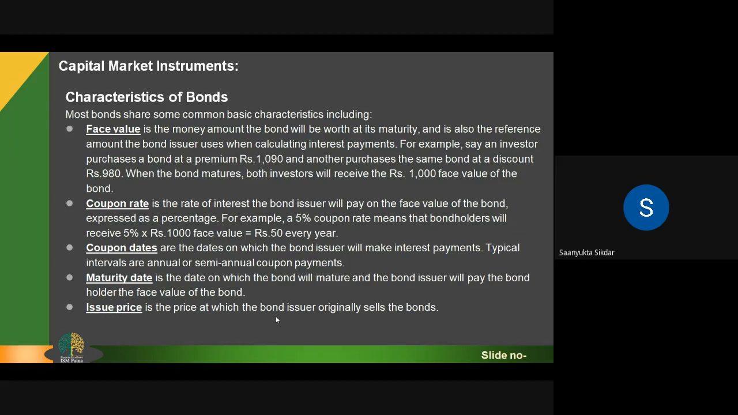Maturity date is the date on which the bond will mature and the bond issuer will pay the bondholder the face value of the bond. Issue price is the price at which the bond issuer originally sells the bonds. So this is actually the selling price of the bond.